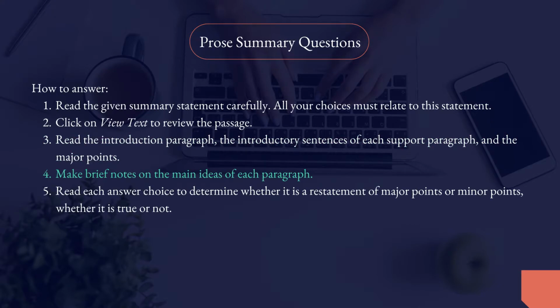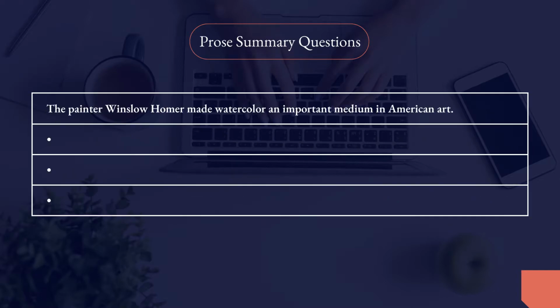Number 4, make brief notes on the main ideas of each paragraph. Number 5, read each answer choice to determine whether it's a restatement of major points or minor points, whether it is true or not. Let's put them into action. In this question, the summary statement is, the painter Winslow Homer made watercolor an important medium in American art. Let me ask you this, what are the keywords here? The keyword is Winslow Homer.